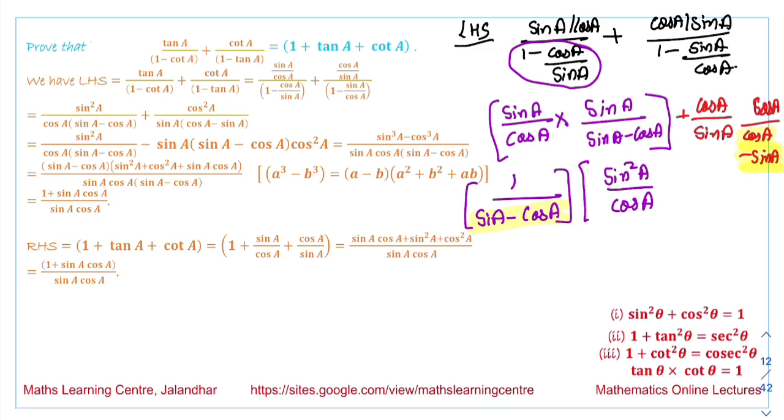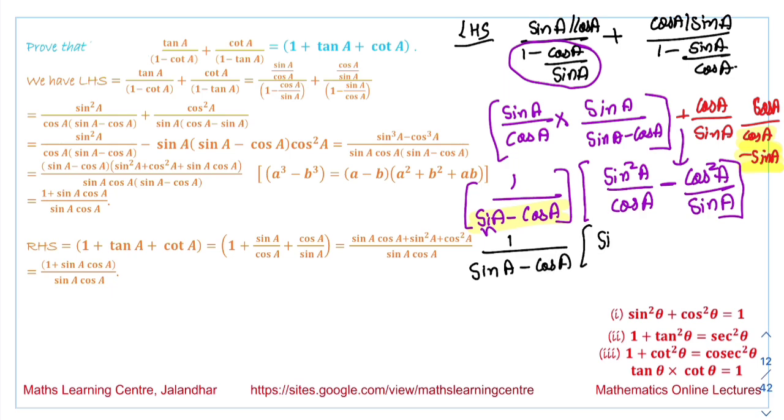In the second bracket, first of all this sign is changed to a negative sign, and then we are left with cos square A over sin A. Now on taking the LCM, we get 1 over sin A minus cos A into sin cube A minus cos cube A over sin A into cos A.